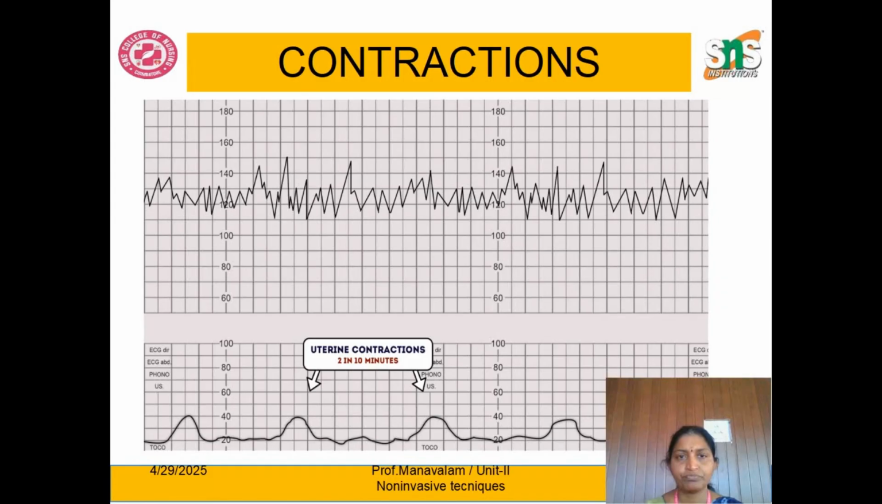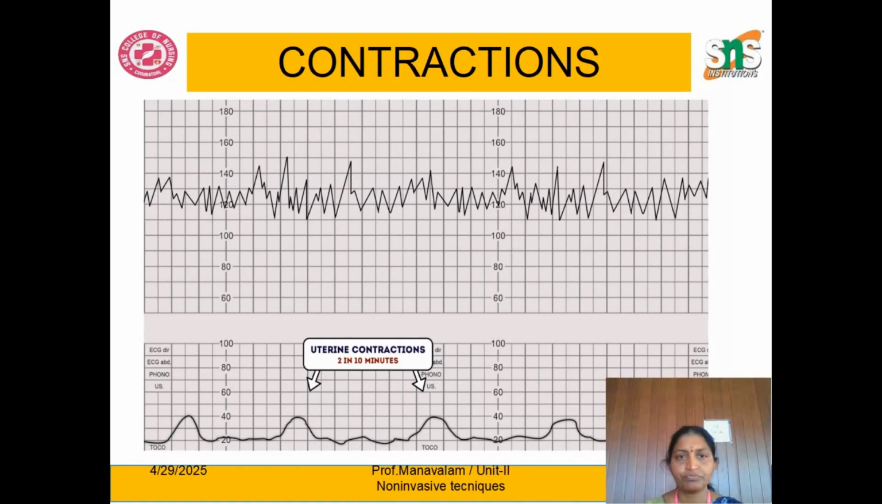Actually, the baseline fetal heart rate is 110 to 160 beats per minute. Sorry, here it is not mm of Hg. It is not measured as mm of Hg. Sorry, it is beats per minute. Here it is 120 beats per minute.